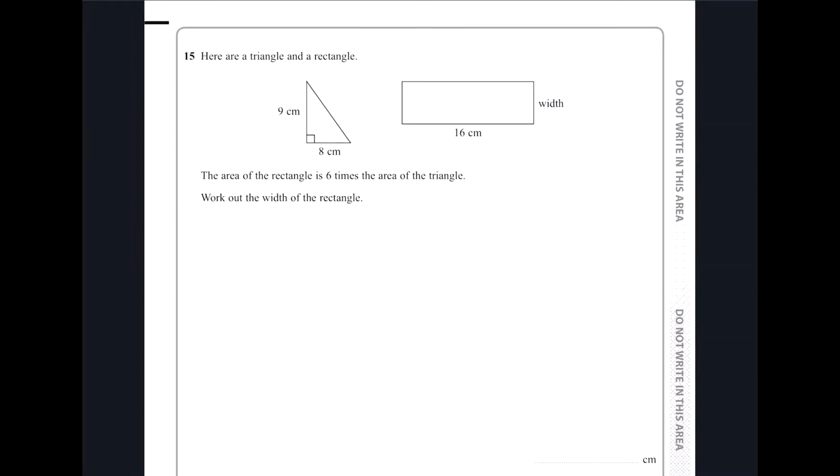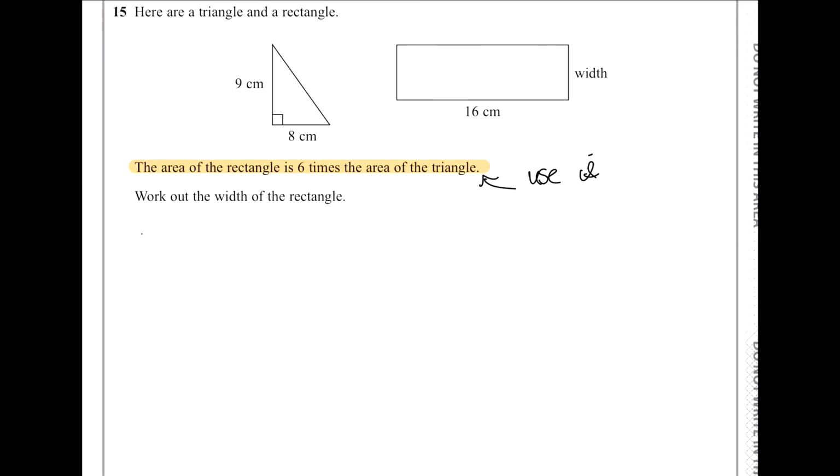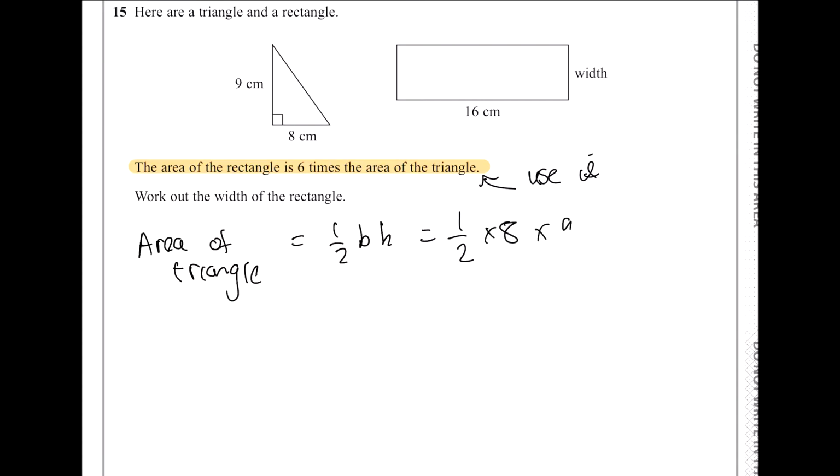Next one. We have a right angle triangle and a rectangle, and it gives us a link between the areas of both. Work out the width. Whenever you see a relation like this that they tell you about, what you need to do is use it. Area of triangle is a half base times height, which in our case would be a half times 8 times 9. So that would be 4 times 9, which is 36. Again, units would be centimeters squared.